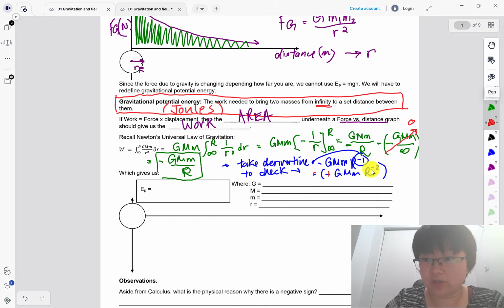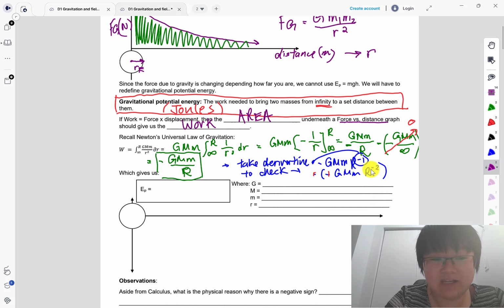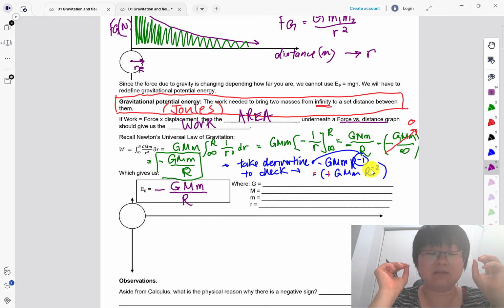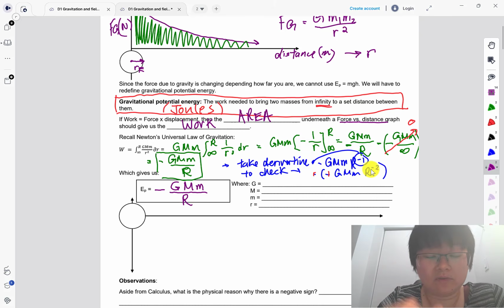And if you check your data booklet or your formula data booklet, indeed, gravitational potential energy is negative. There's a negative sign, big G, which is your gravitational constant, times the mass of object 1, big M, mass of object 2, small m, over r, which is your distance of separation between the centers of mass. So I'm just going to write out what all of those symbols mean.